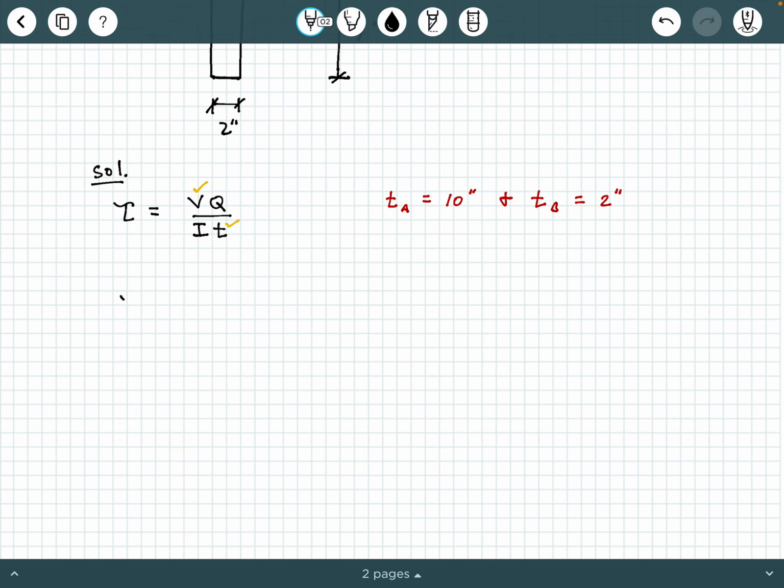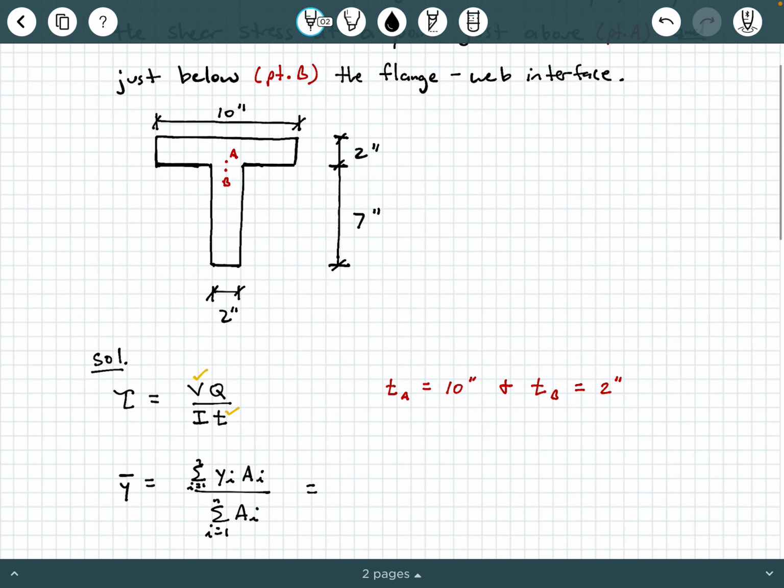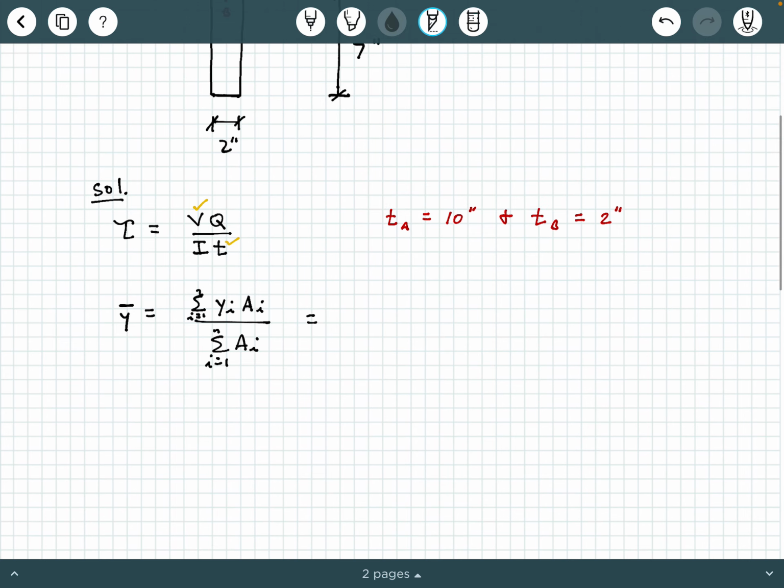And so that's going to allow me to go ahead and calculate y bar as the sum of y sub i, A sub i, divided by the sum of A sub i. And of course, we go from i equals 1 to n. And in this case, there's 2 pieces here. So I'm going to just go ahead and treat this as 2 rectangles. We have the flange, and then we have the web rectangle, okay?